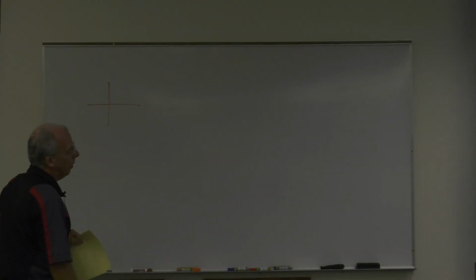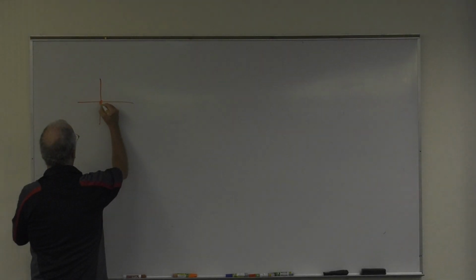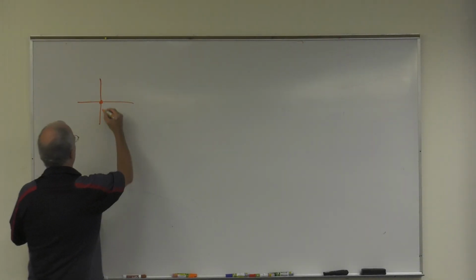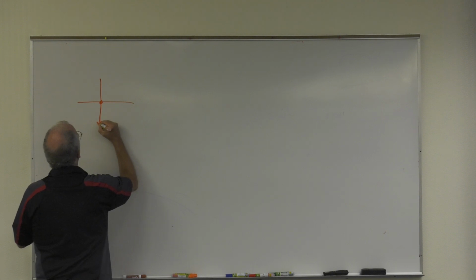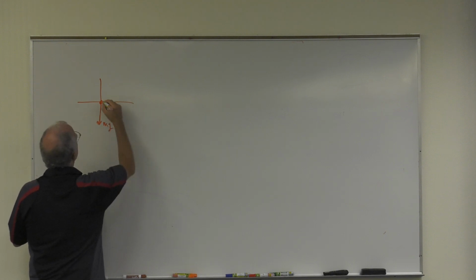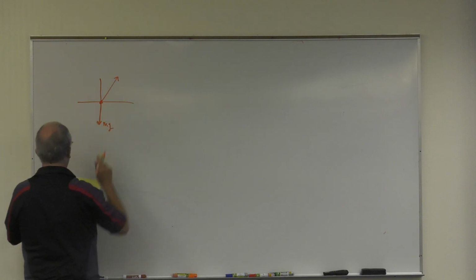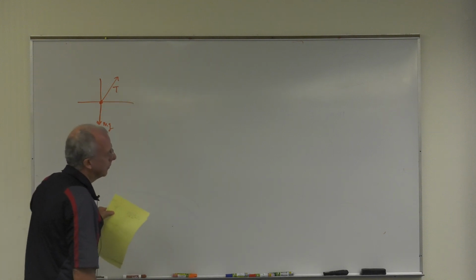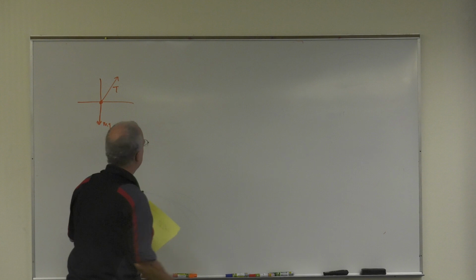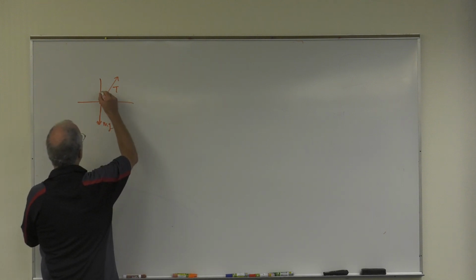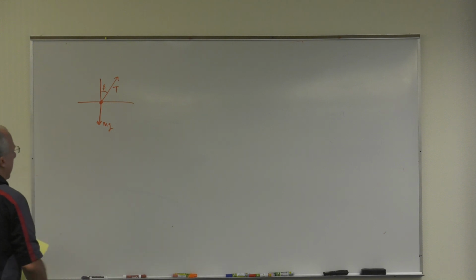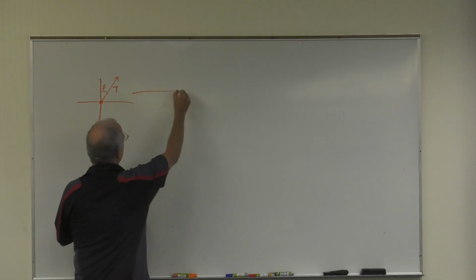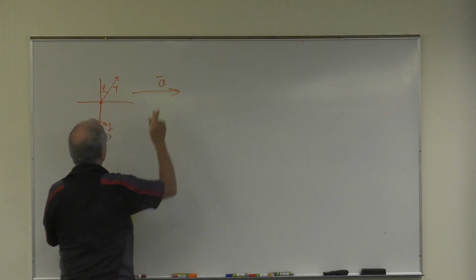All right, so here's the object. What are the forces acting on it? You know, the weight and the tension. Okay, now, this is angle beta. And the car is accelerating to the right.